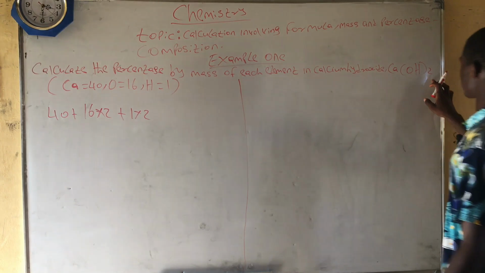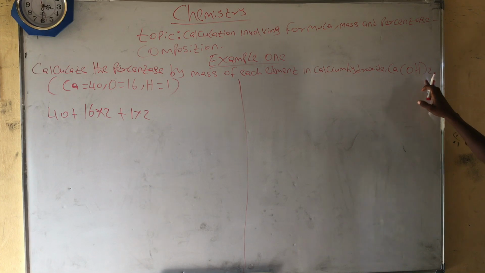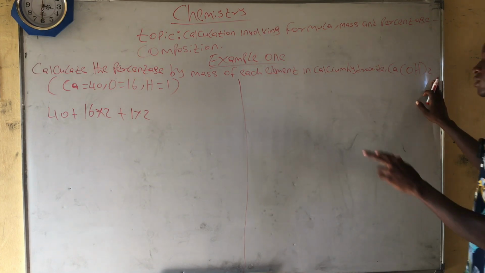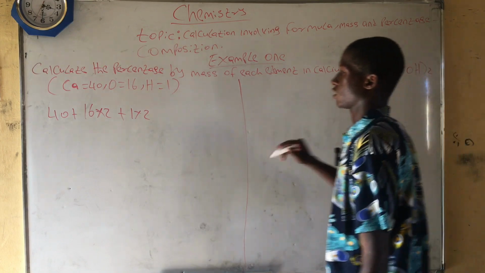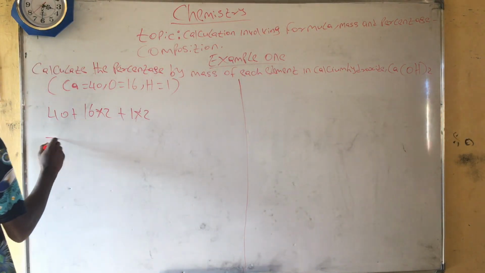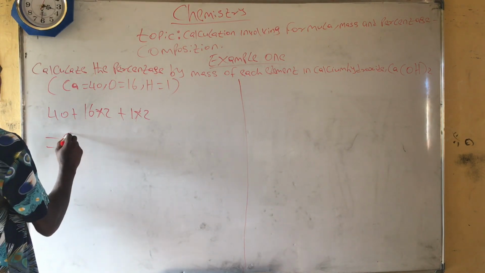Remember that I told you the hydroxide OH is shared twice, so both elements are multiplied by 2. So 40 plus 16 times 2 plus 1 times 2, when you punch your calculator, gives you 74.